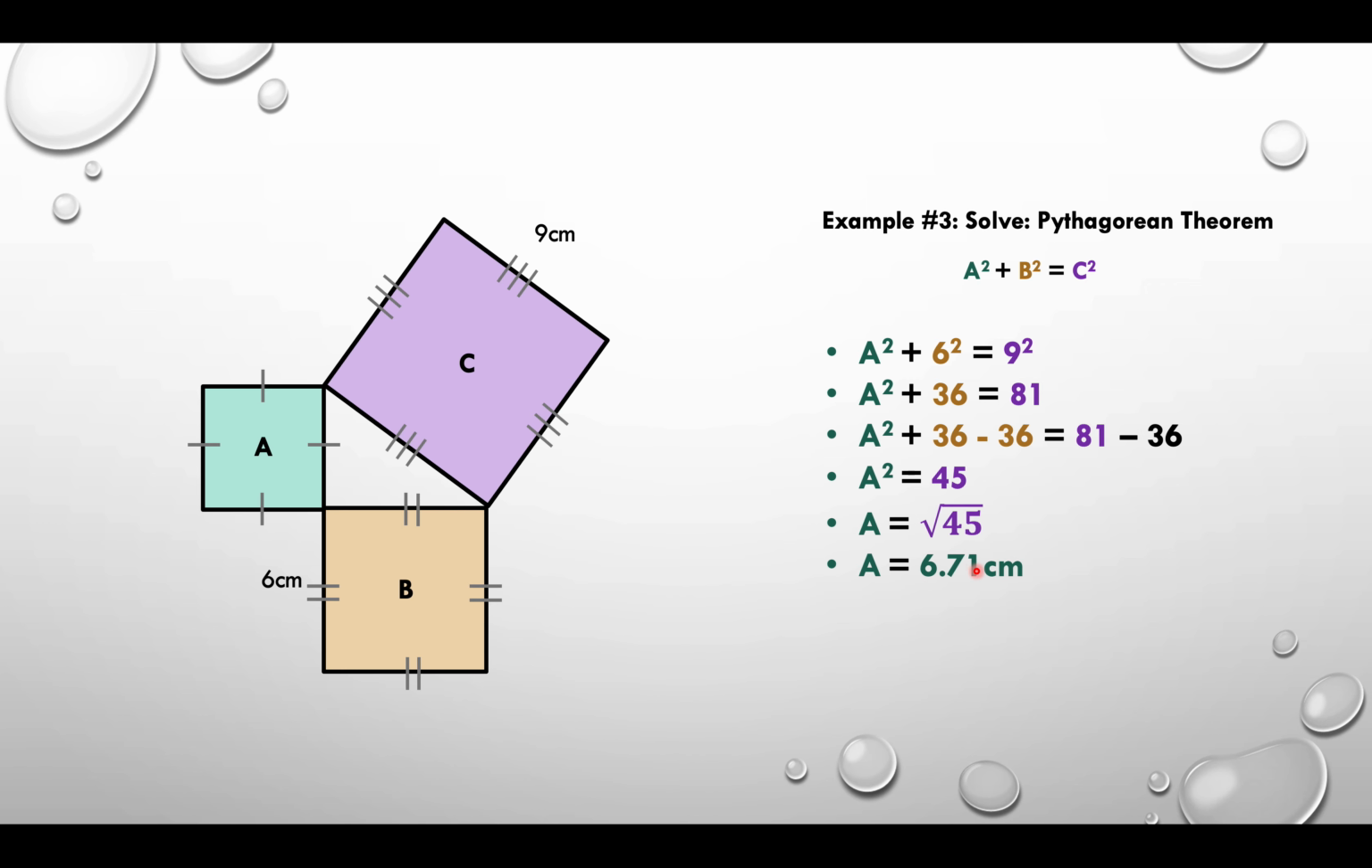And if you double check that and plug in the numbers, 6.71 squared plus 6 squared should equal 9 squared. Or that is to say that 45 plus 36 does equal 81.